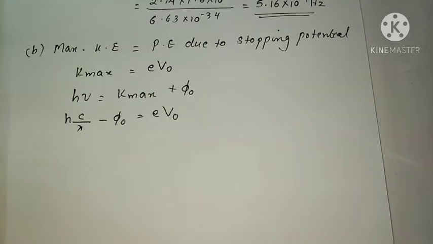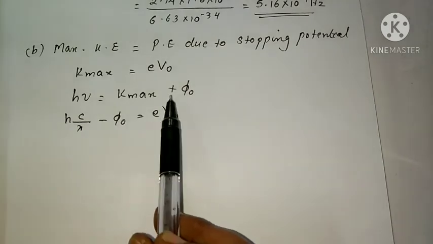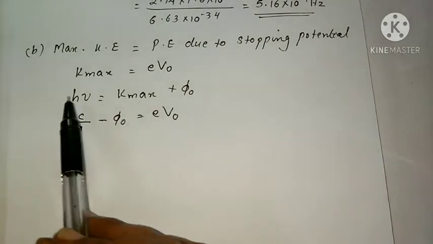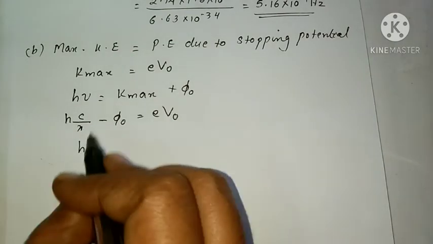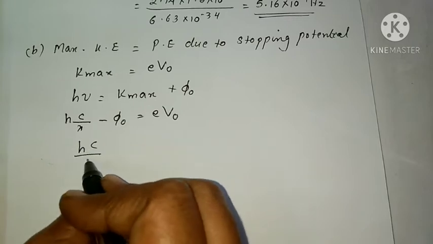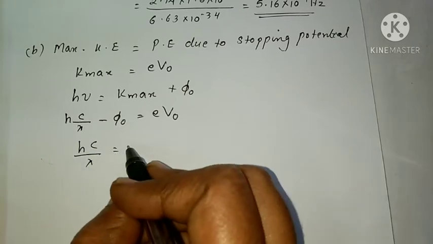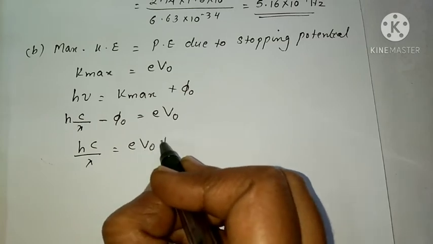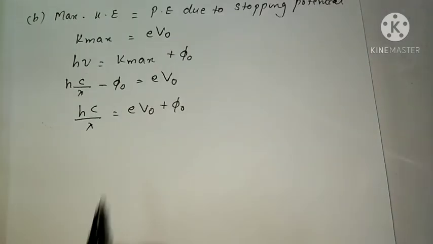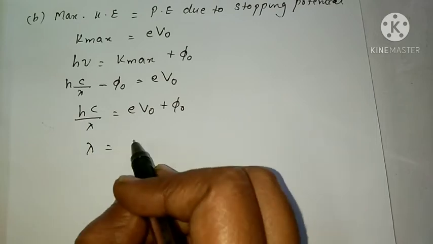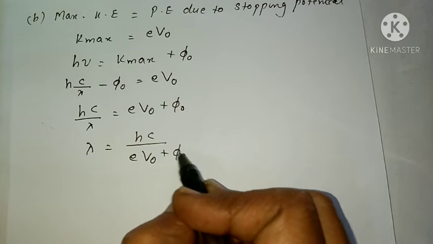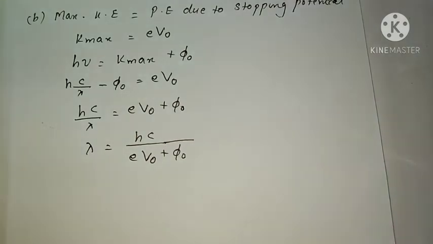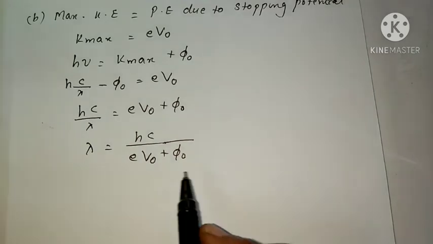Clear? Directly from this equation we can write hc by lambda equal to eV0 plus phi 0. There is no need of the other equation. Then what is lambda? Lambda equals hc divided by eV0 plus phi 0. So from this equation we can calculate the wavelength of the incident light.